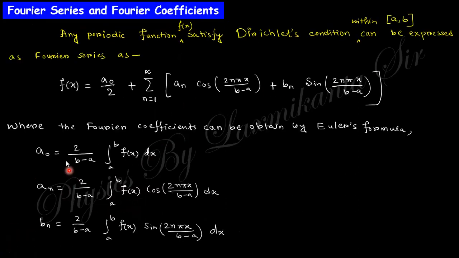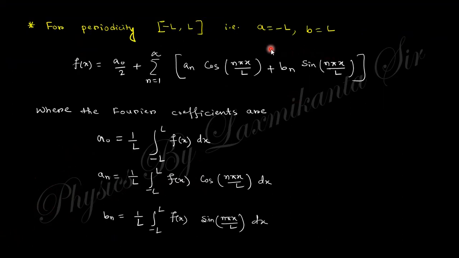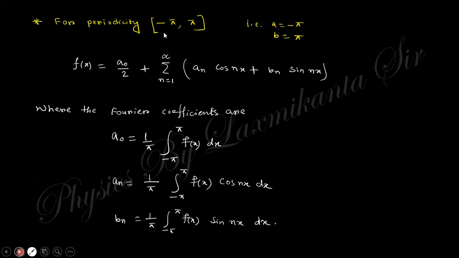So in this expression, put these two things: a equals minus L, b equals plus L. You will get these things, because this will be a frequently asked question. And there is another case: when the value of L is taken as pi, f of x can be represented like that.